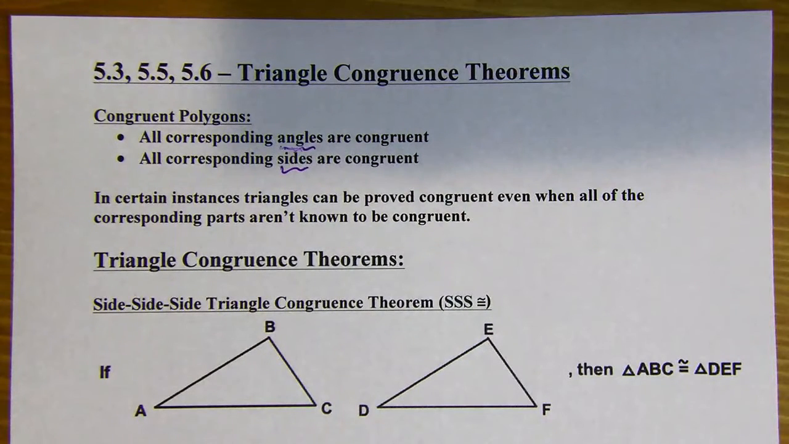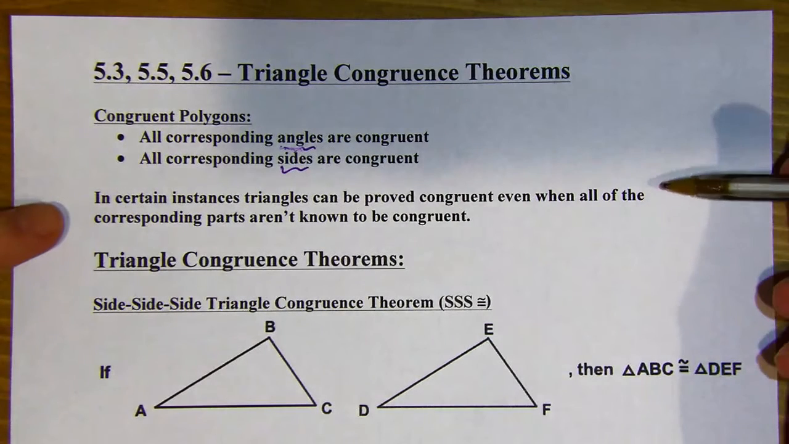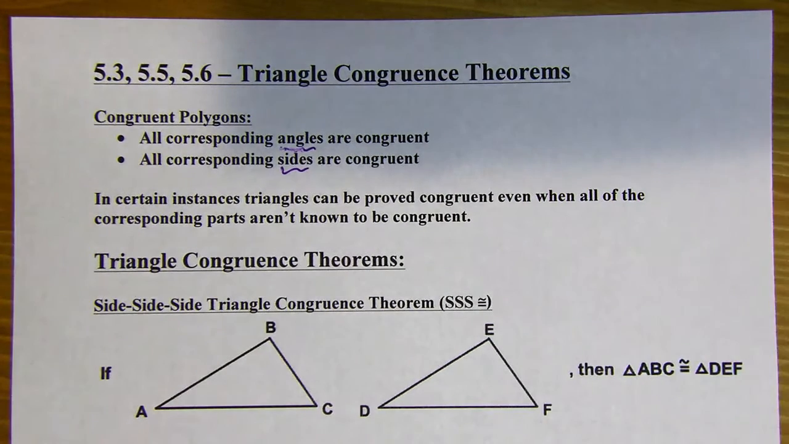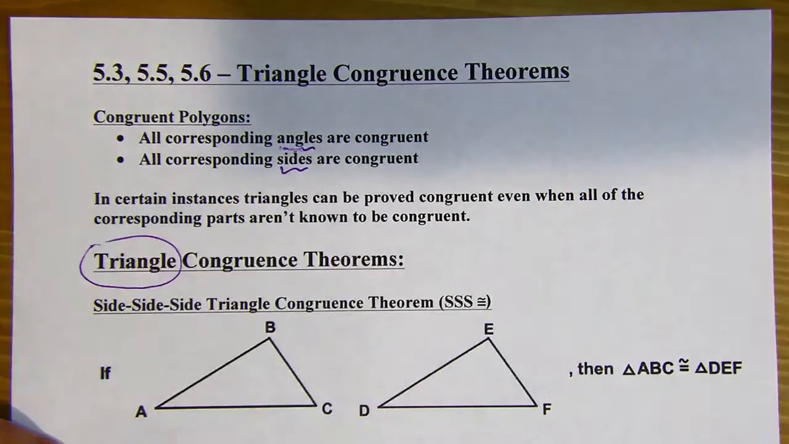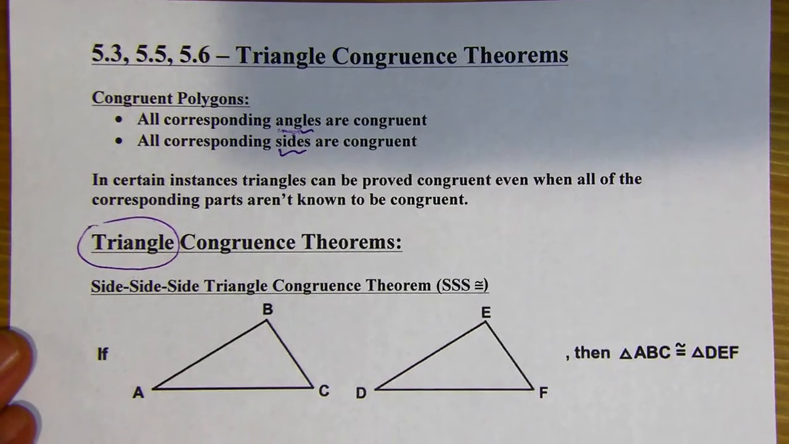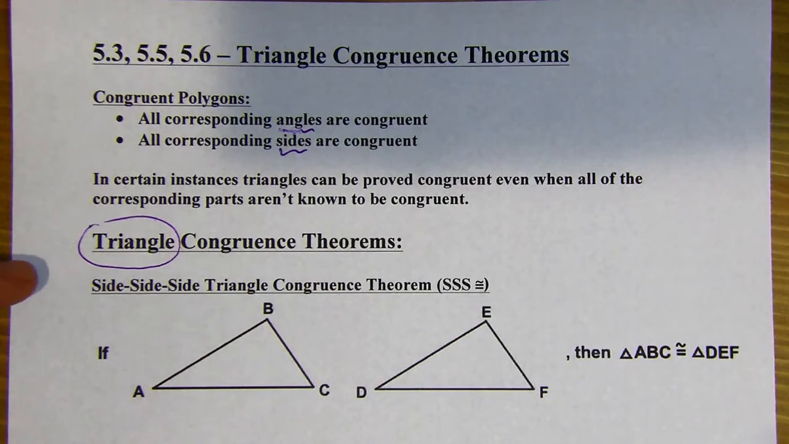It would be great if there were some shortcuts so that we didn't have to find all of the sides and all of the angles. And hey, there are some shortcuts. In certain instances, triangles can be proved congruent even when we don't know about all of the parts, okay? And these shortcuts are all for triangles. This is only going to work for triangles. It wouldn't work for quadrilaterals or pentagons or any other polygons. But these do work for triangles, okay?